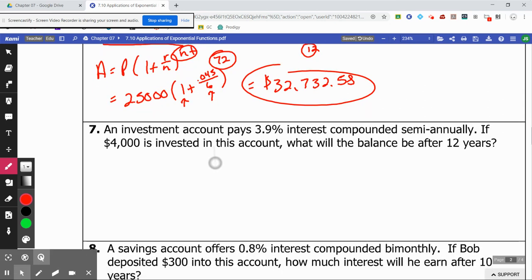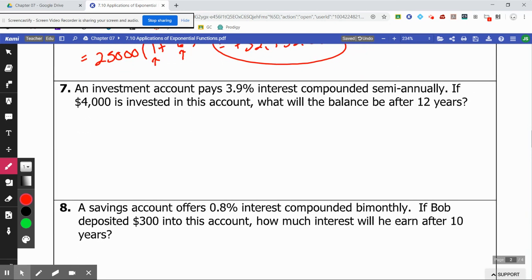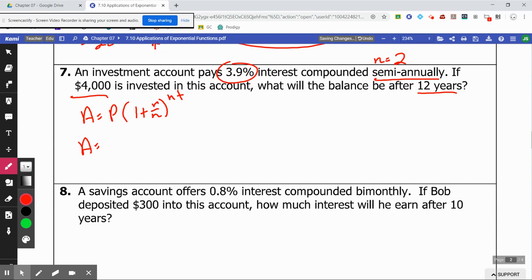Number 7 says an investment account pays 3.9% interest, compounded semi-annually. Semi-annually means that it's twice a year. If $4,000 is invested in the account, what is the balance after 12 years? A is equal to P times 1 plus R over N raised to the NT power. We want to know how much is going to be in there after 12 years if $4,000 was invested. That's your initial amount. 1 plus the rate is 0.039 over, let's see, the N would be 2, then raised to the N times T power.